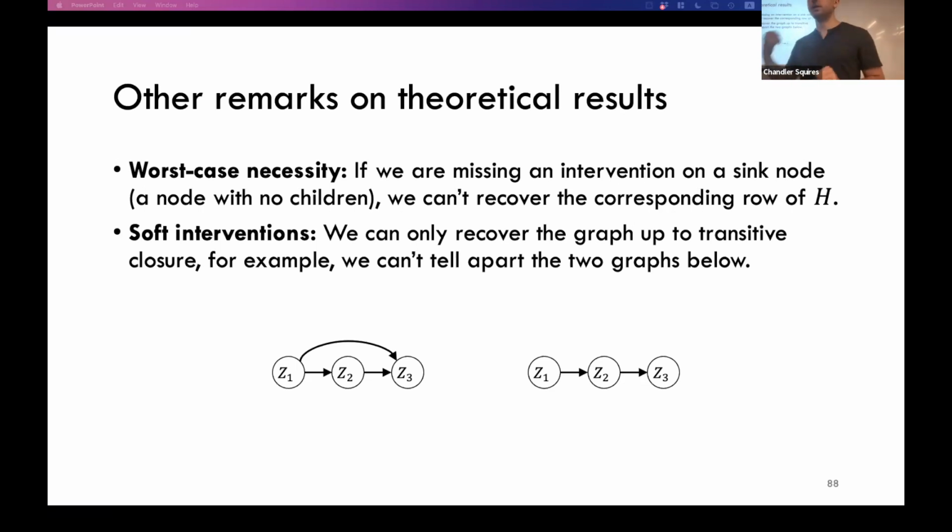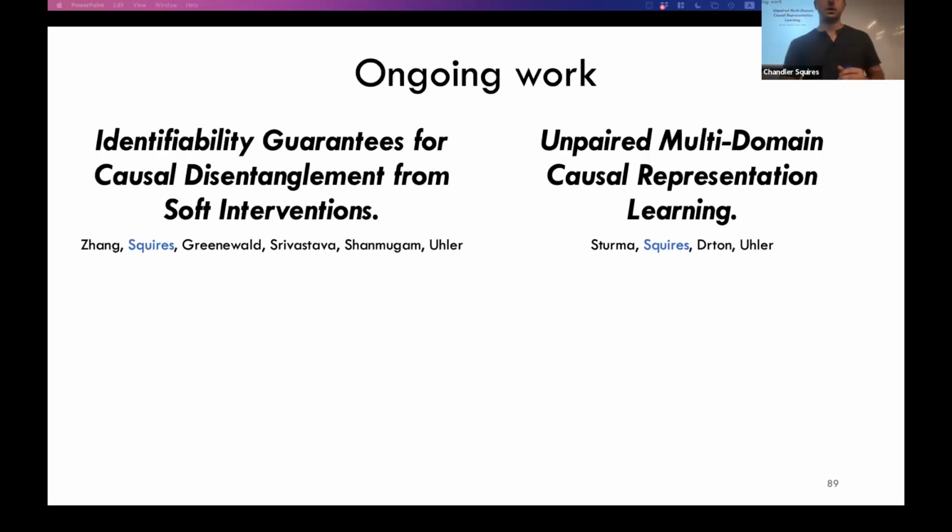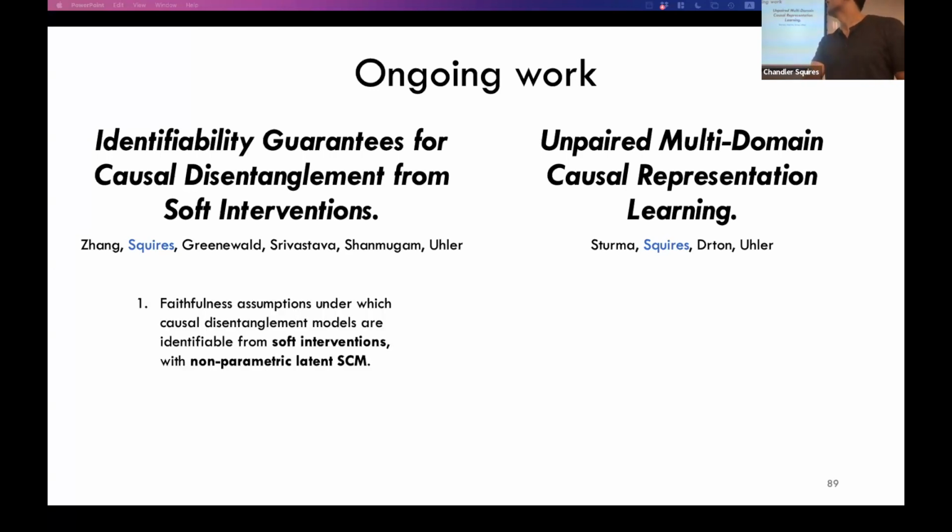And in the new work I alluded to, it's basically the linearity of the structural causal model that's breaking this apart, because you can't tell between linearity in the latent space and linearity of the mixing function. So, highlighting some of our ongoing work on this. As I've said, we have a preprint out on guarantees for soft interventions and non-parametric latent structural causal models.